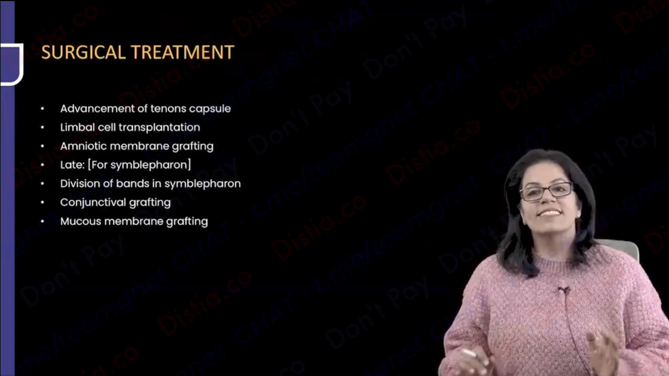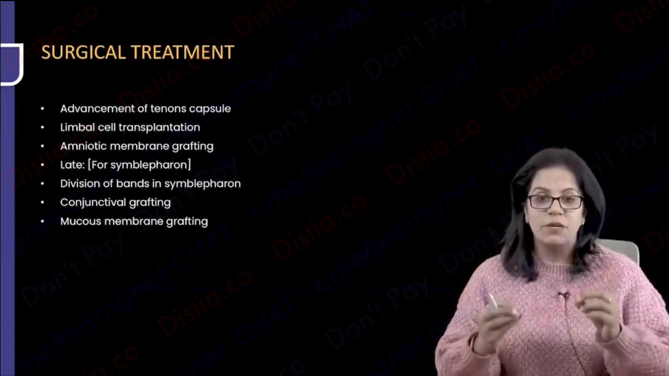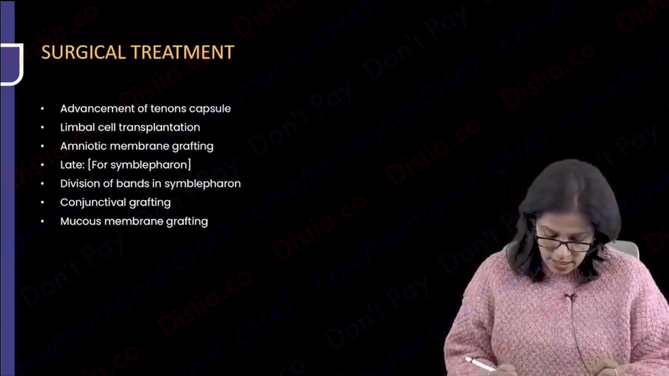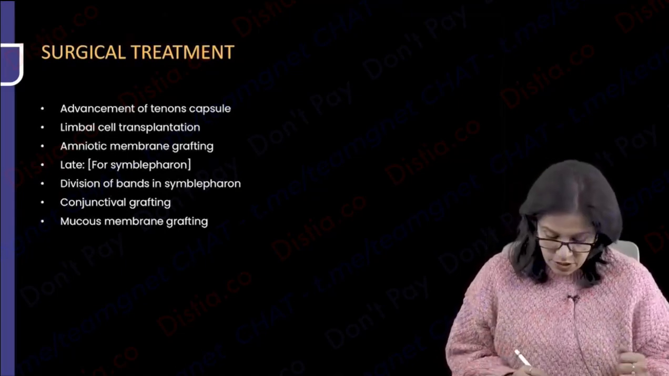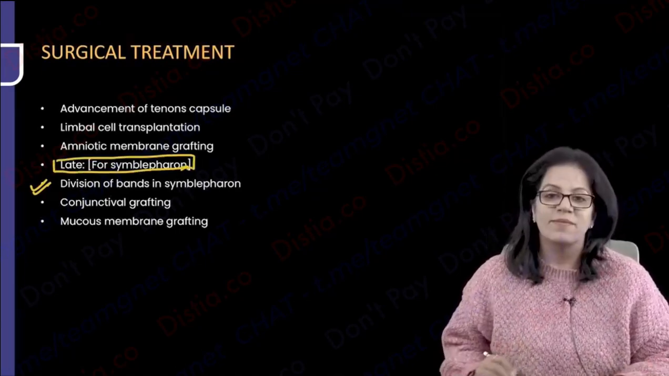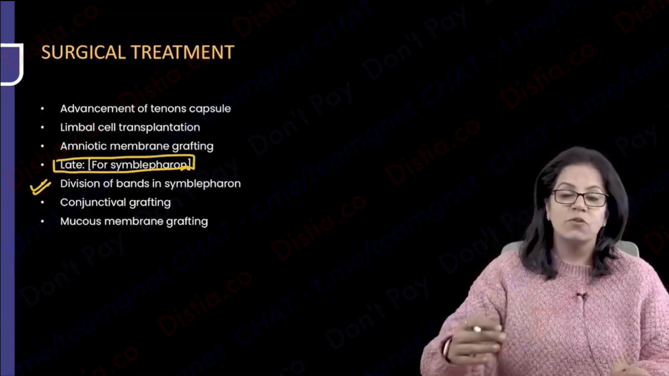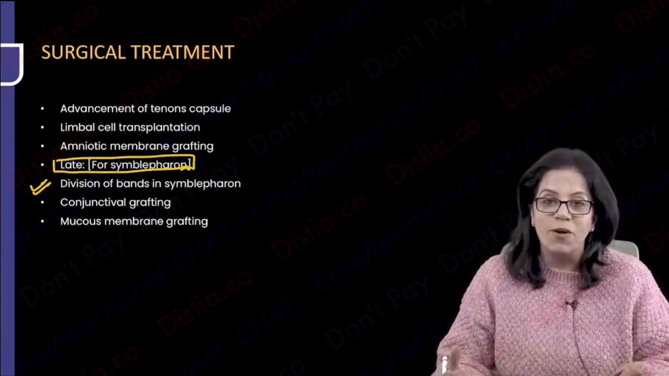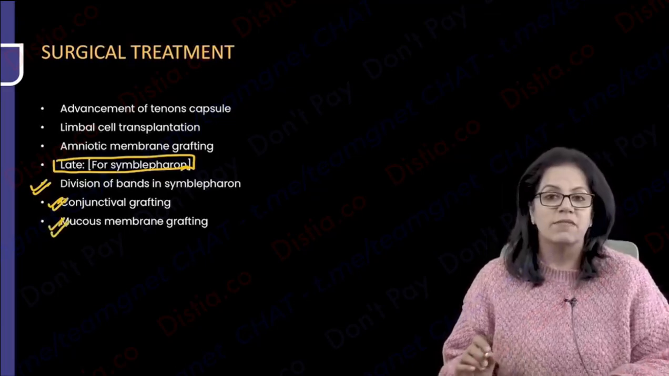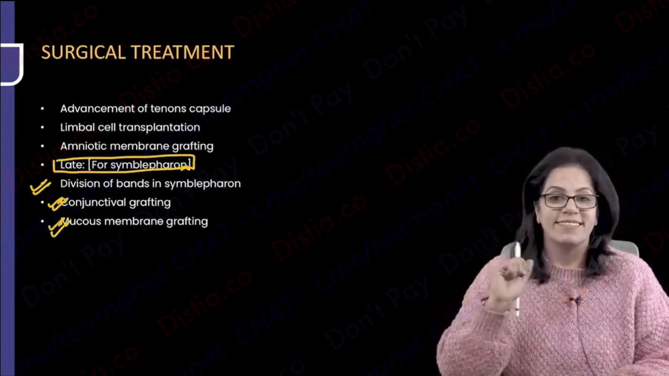Let's also discuss the surgical treatment. Surgical treatment, of course, when there is already scar formation or symblepharon. Apart from division of the bands in the symblepharon, which is in the late stage, you will cut the bands, but if you just cut it and don't do anything, it is again going to reform. Therefore, we have to go for conjunctival grafting, that is mucous membrane grafting or conjunctival grafting. You have to put something there so that it doesn't recur.